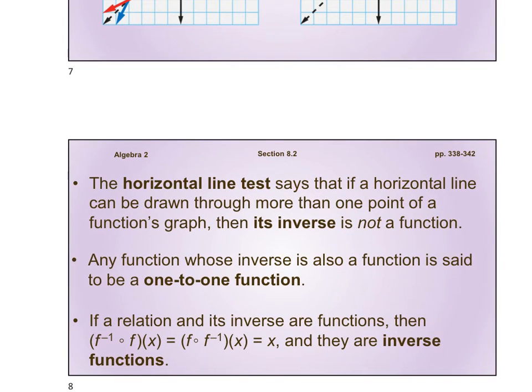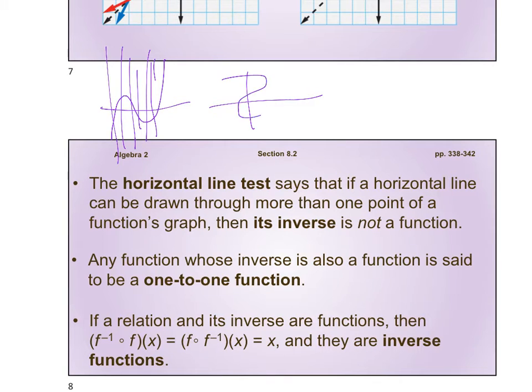Here, I'll kind of show you what I'm talking about. So, that would be a function because I cannot draw a vertical line anywhere and have it cross in more than one spot. On the other hand, that would not be. See, I just drew a line and hit 3 places at one time. Not a function.